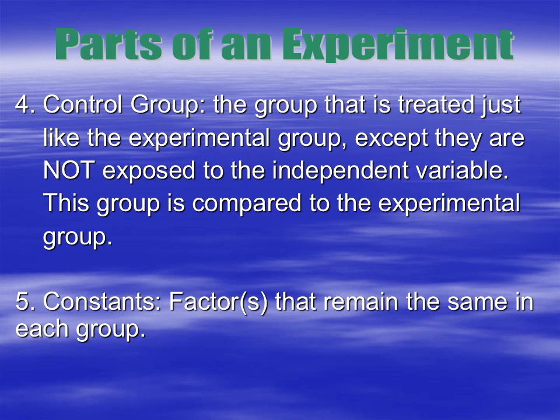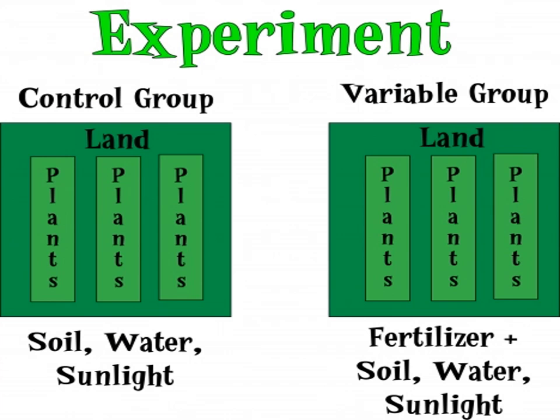The last part of an experiment that is essential is to have constants. You've got to have some things in the control group and the experimental group that are the same. I'll give you a couple examples in just a second. All right, so here's an example where we have 2 plots of land. On each plot, there are 3 rows of plants. The control group, remember, is the group that is not exposed to the independent variable, has soil, water, and sunlight.